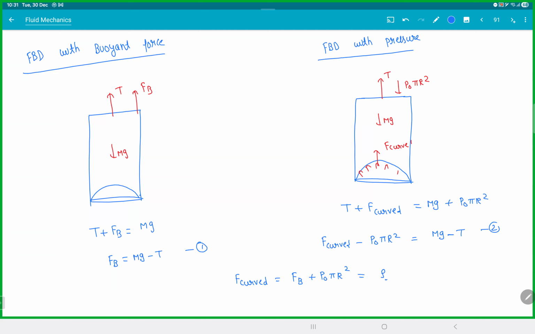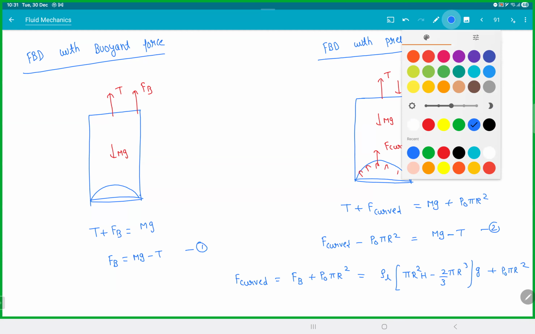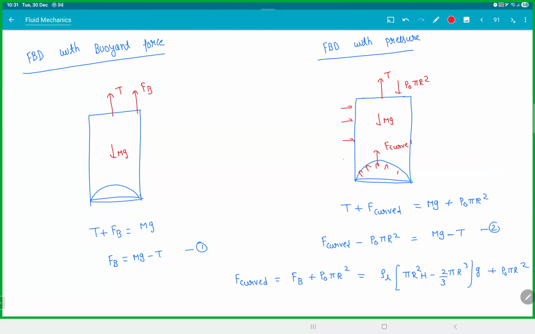And what's the buoyant force? Density of the liquid, the volume of the cylinder is pi r square h minus that cavity 2 by 3 pi r cube, into g, plus P naught pi r square. Is that clear, everyone? Anyway, the horizontal forces will cancel, so we don't include them. So the force due to the lower surface and the force due to the upper surface, that difference must have been the buoyant force. Is this making sense, everyone? There, that's how you do this thing.